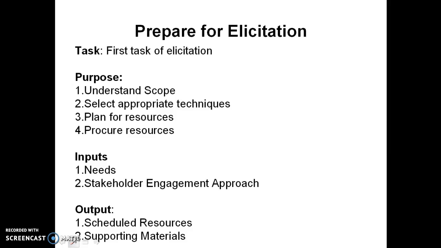Now let's look at some of the inputs and the outputs that have been given to us in the BABOK 3.0. Now inputs. 1. Needs. Now elicitation can be used to discover the needs, but in order to get started, there must be some need that exists, even if it has not yet been fully elicited or understood. 2. Stakeholder engagement approach. Understanding stakeholders' communication and collaboration needs helps us in planning and preparing appropriate and effective elicitation session.